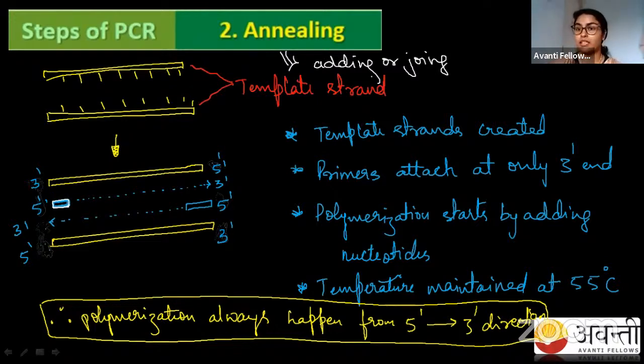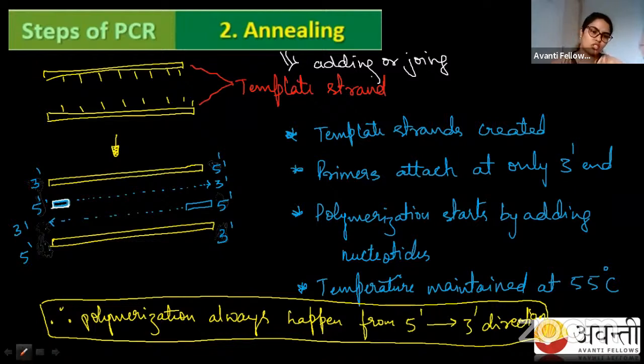ठीक है, I hope you remember the DNA replication. So whatever the replication process happens, same thing happens here, but वहाँ पे ना replication में natural process है, and this PCR is done in the artificial laboratory, मतलब in vitro condition में हो रहा है. ठीक है, चलो. So here primer attaches at the 3' end. So polymerization will start to happen.